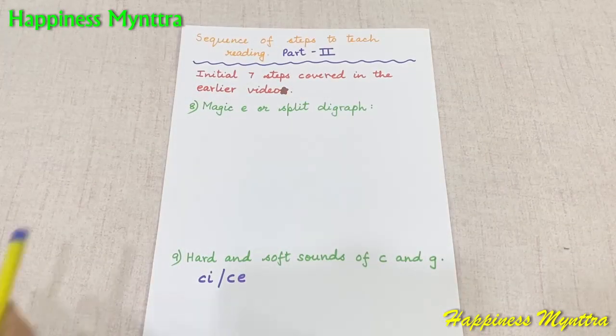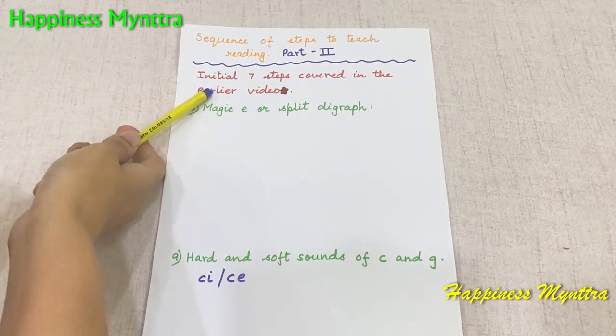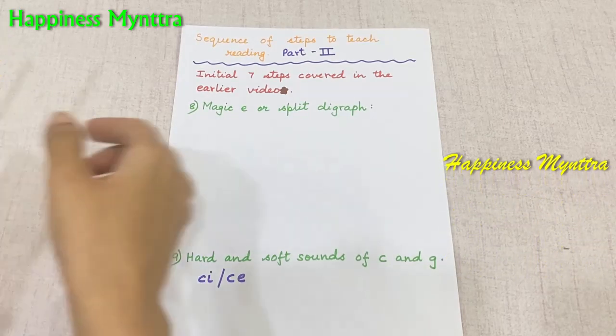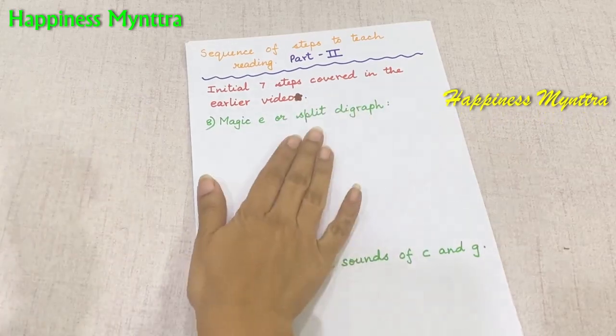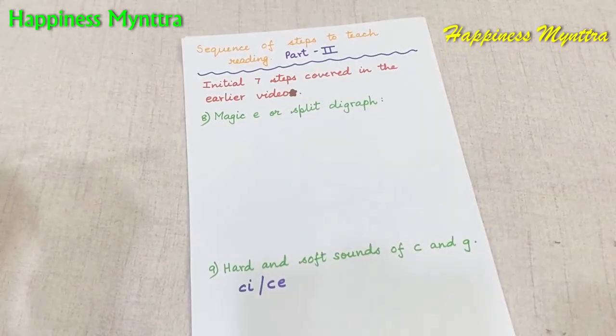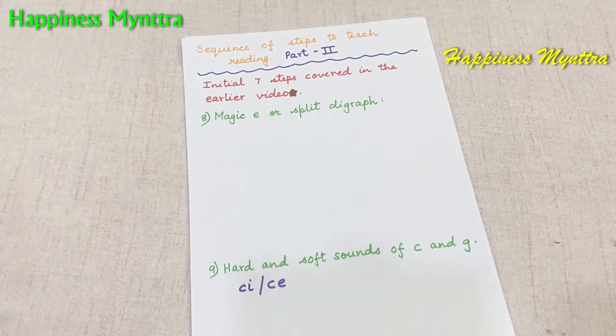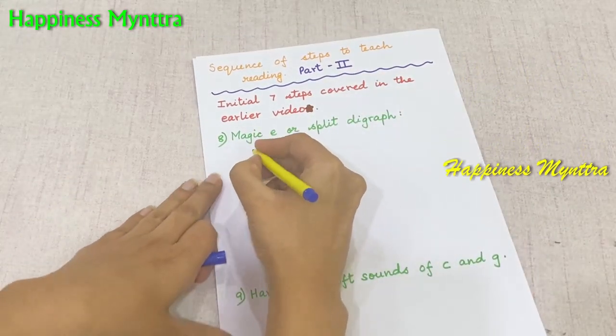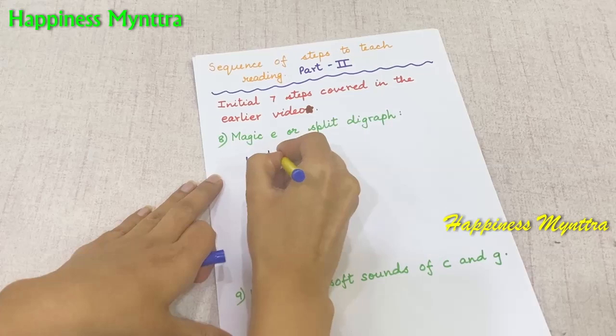As I mentioned, the first 7 steps are covered in the earlier video, so you can check out the link in the description and watch it. We'll start with step number 8, where I prefer to introduce the magic E or the split digraph words, which would be words like wake.